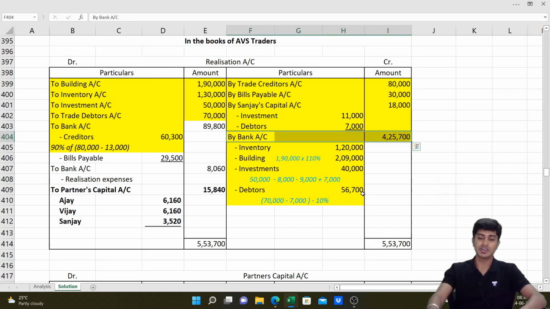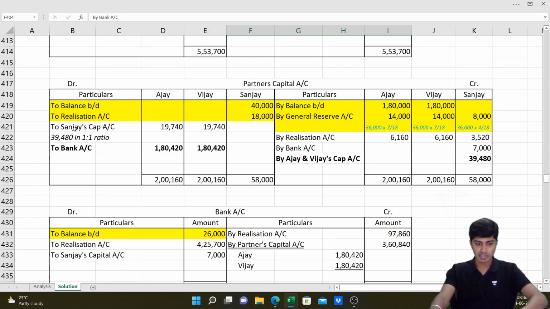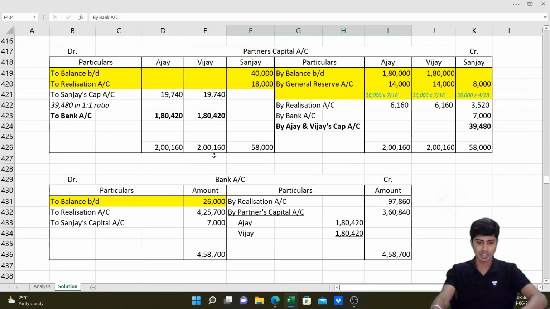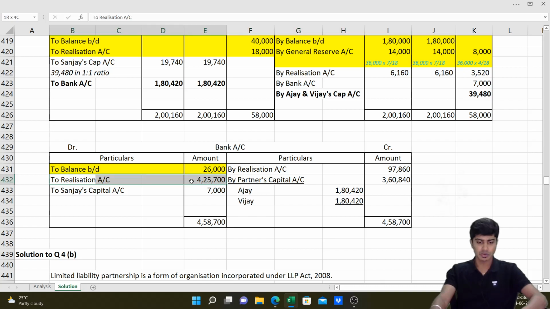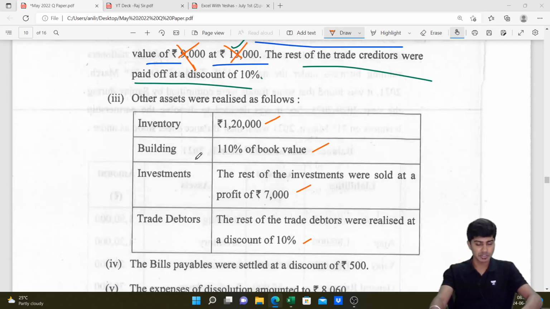This 4,25,700 I should write as a debit in my bank account. I'll write here realization account. How much? 4,25,700. Have a look. Realization account 4,25,700. Got it? And then here, what is the payment in that case? Payment we've still not done.